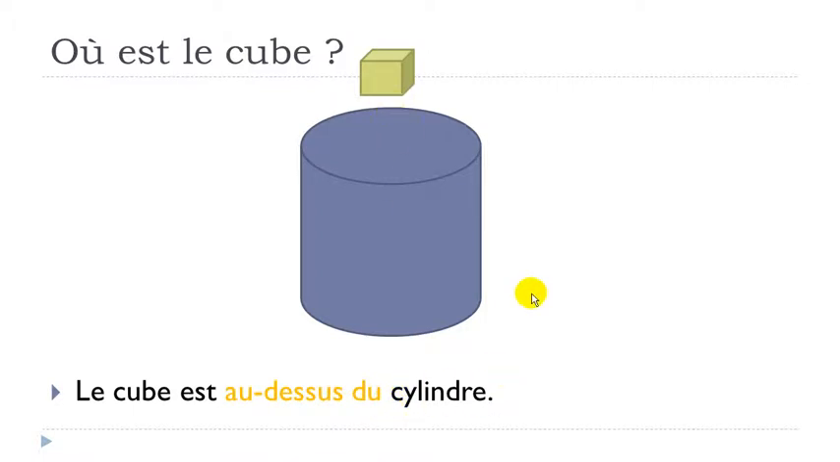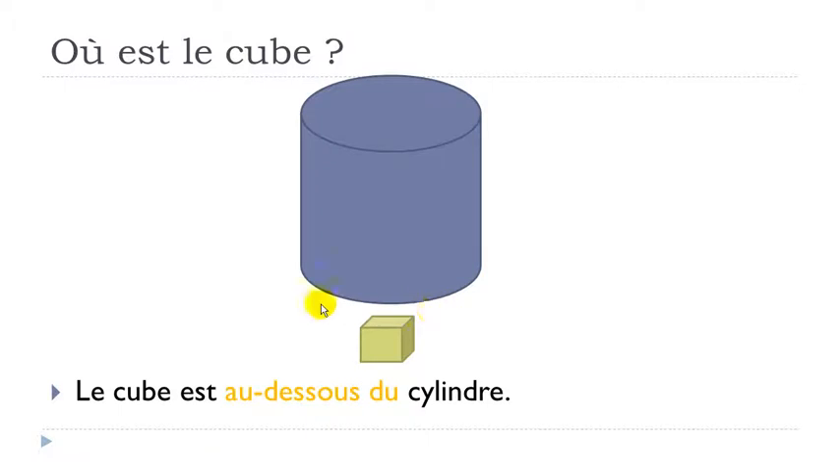Okay? Then, same situation, but then the opposite, so it's here, and no contact here. You can see no contact. Le cube est au-dessous du cylindre. Okay? Au-dessous, final S not pronounced, du cylindre. Le cube est au-dessous du cylindre.